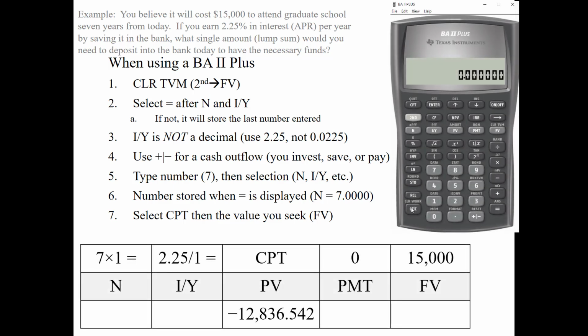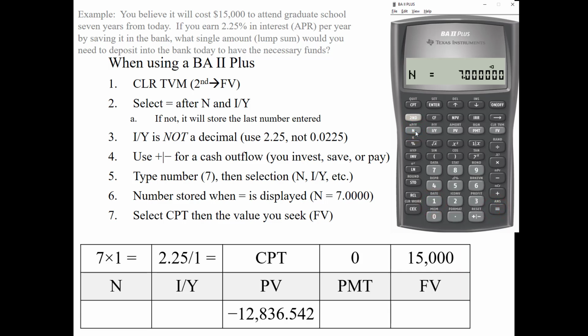And so we see our example on the top left. And the first thing that we want to make sure we do is to clear our time value of money input. So we hit second and FV. And in this case, our N is going to be the number of years times our number of compounding periods per year, or the number of time periods in a year. And we're looking at annually earning interest. And so there is 1 year in a year, so we multiply our N by 1. So we have 7 times 1. And then we'll hit N to store it.